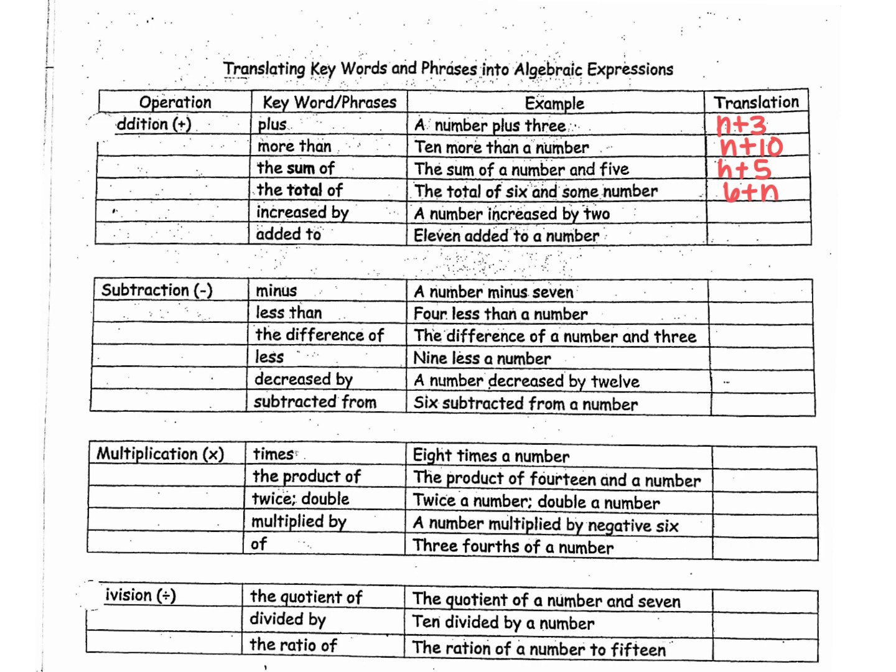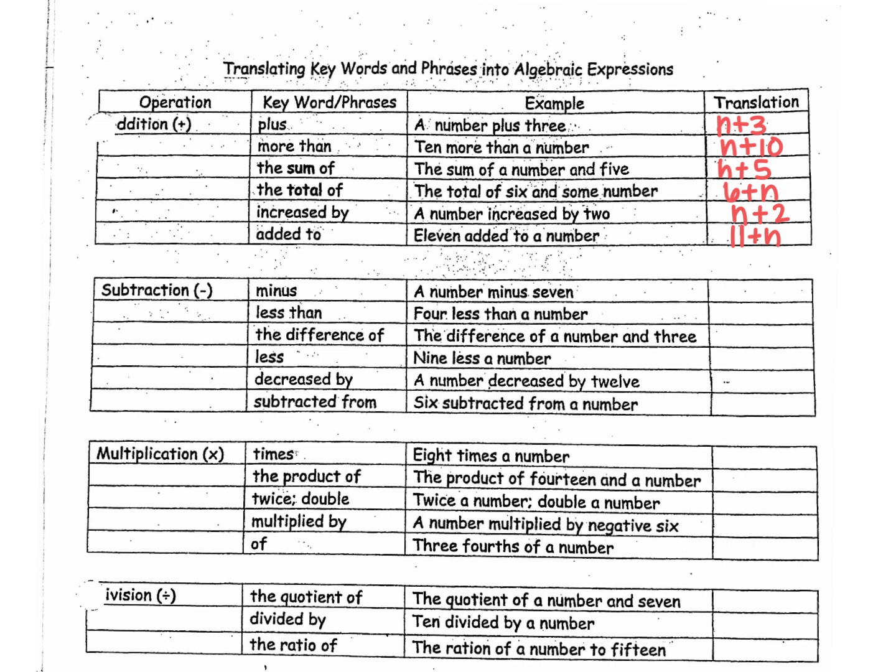Okay, increased by. A number increased by 2 would be n plus 2. And then the last one, 11 added to a number. I could do n plus 11 or 11 plus n. Okay, do we feel okay with addition? Writing an expression based on words, because that's part of your practice today.